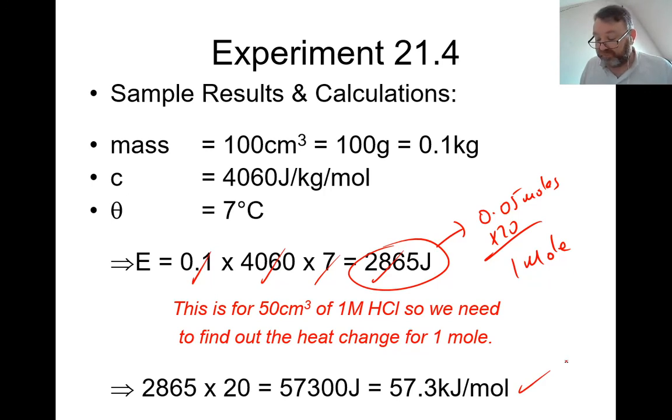I get 57.3 kilojoules per mole given out in this experiment, which is exactly the figure for the energy change for 1 mole of an acid with 1 mole of a base when neutralization takes place. Okay, now don't worry about the minus, because in this case we're registering 57.3 kilojoules. We're registering that, and it is per mole, so don't worry about the minus.